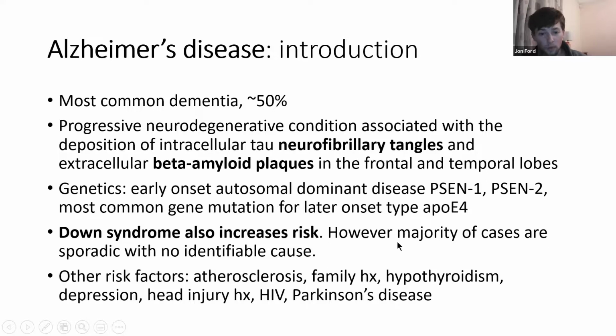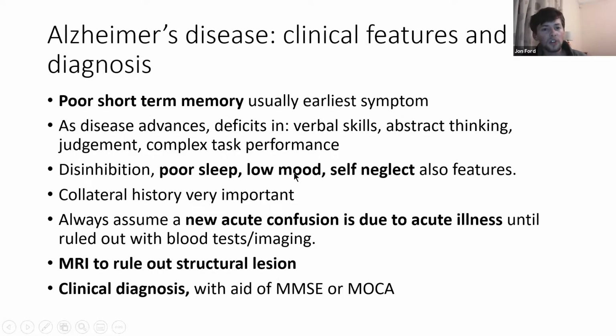There's other risk factors here that's worth considering, like atherosclerosis, family history, hypothyroidism, depression, etc. And you want to be looking into these when you're working up a patient who you think might have Alzheimer's. So they have a poor short-term memory, which is often the earliest symptom, and that will bring them into your clinic. And as their disease advances, they lose skills like verbal skills, abstract thinking, judgment, and complex task performance. And this has a real impact on ADLs, and it's often friends and relatives that notice these deficiencies before the patient does.